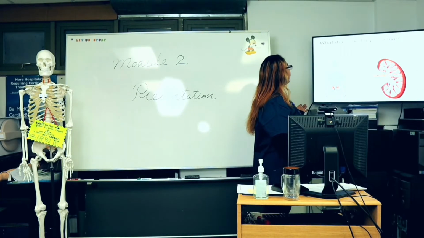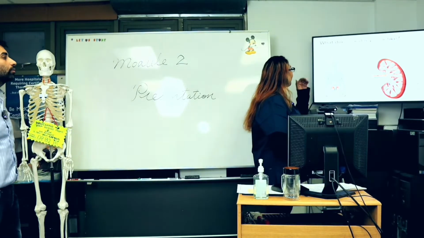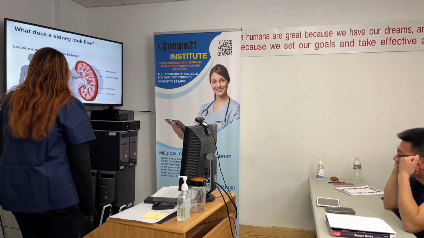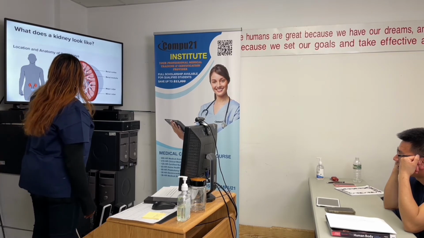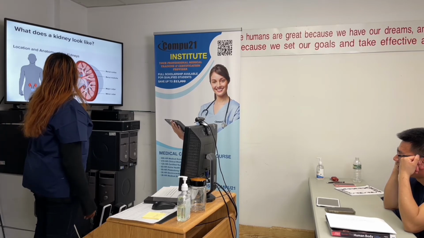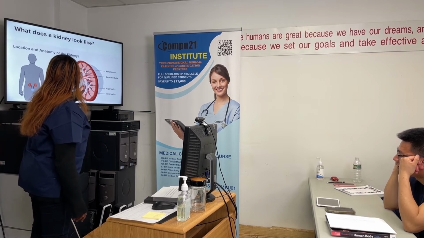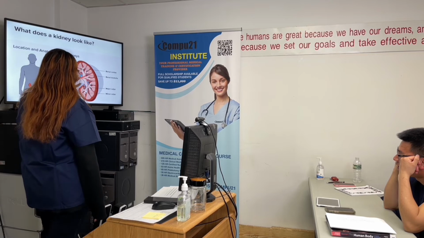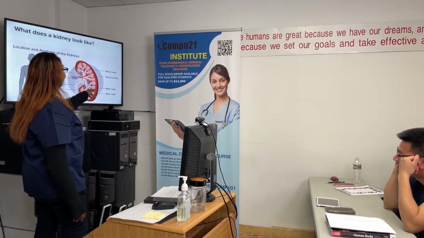This is a picture of the kidney. Here are the renal arteries, and this is the renal vein. The renal pelvis is right there, and the ureter takes the urine down. Over there is the renal cortex and the renal medulla, which we'll get into after.